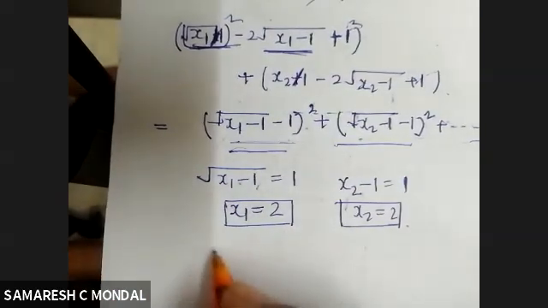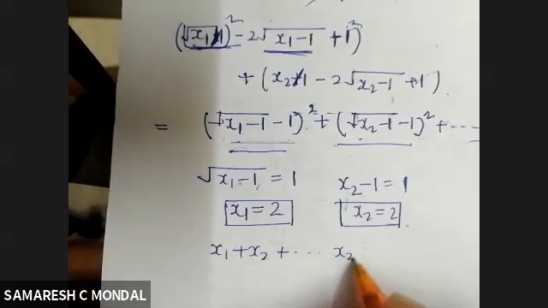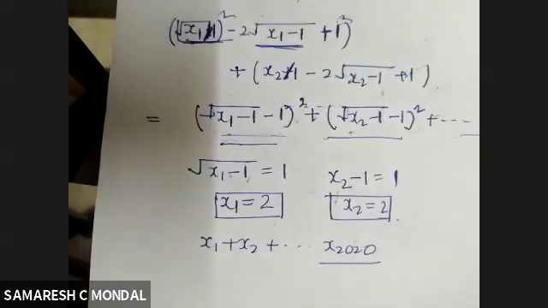Dot, dot, dot. So how many times you need to add? x1 plus x2 dot, dot, dot, up to x2020. So 2 times 2020 is 4040.